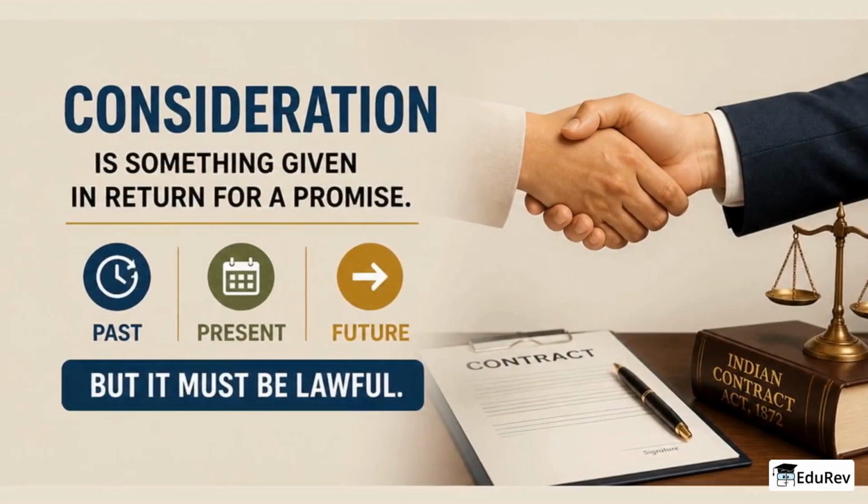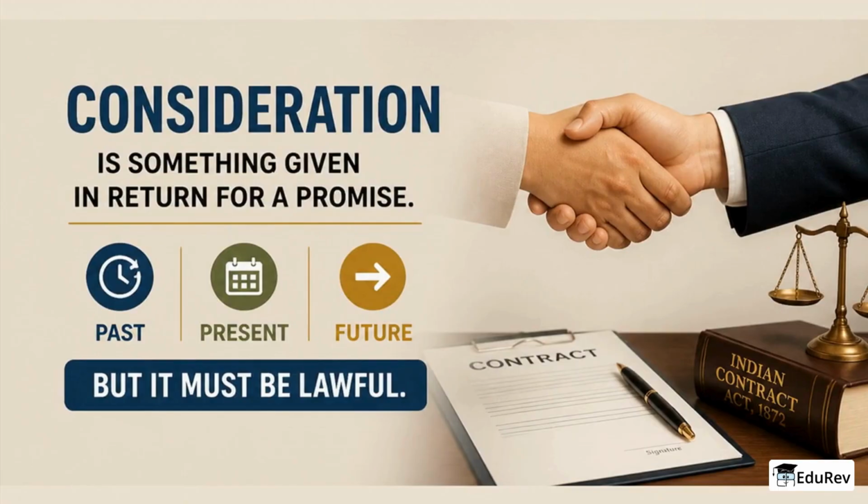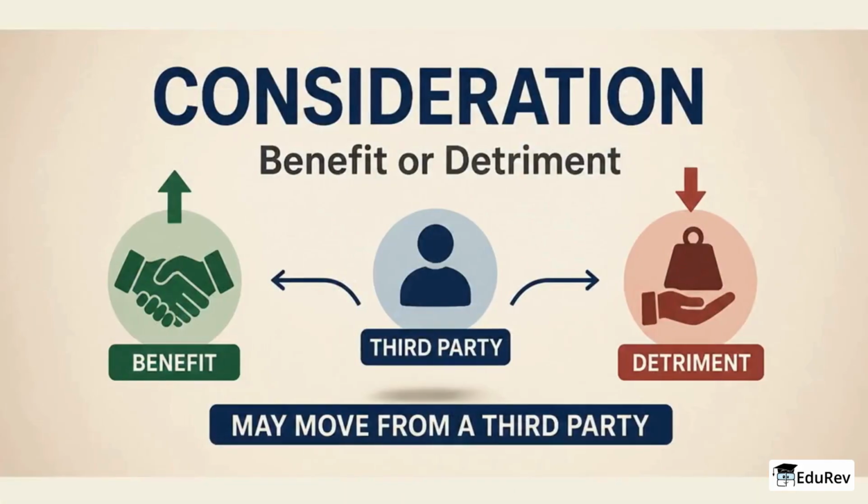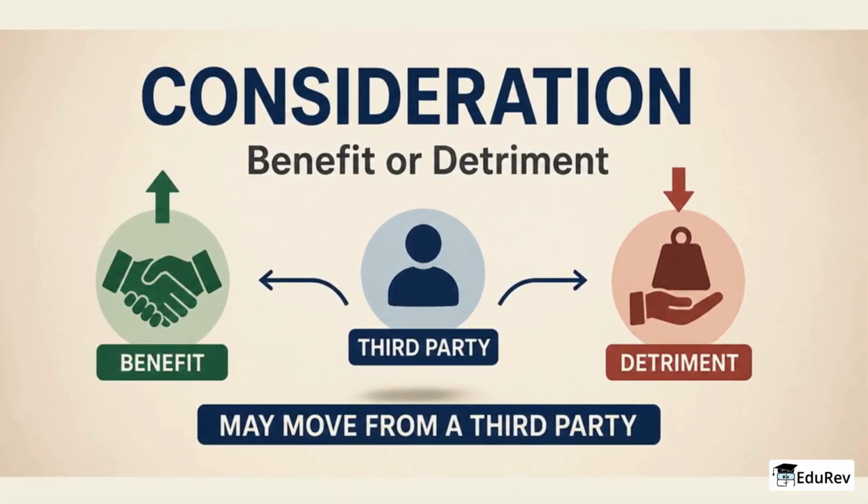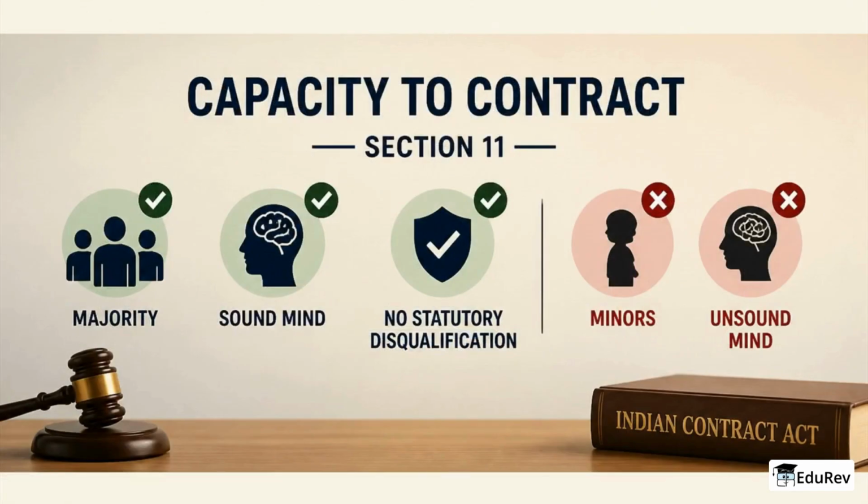Consideration under Section 2D is something given in return for a promise, and it may be past, present, or future, yet must be lawful. Cases like Curry versus Misa and Chinnaya versus Ramaya show consideration can be a benefit or detriment and may move from a third party. Capacity to contract under Section 11 requires majority, sound mind, and no statutory disqualification. Minors and persons of unsound mind lack competence.